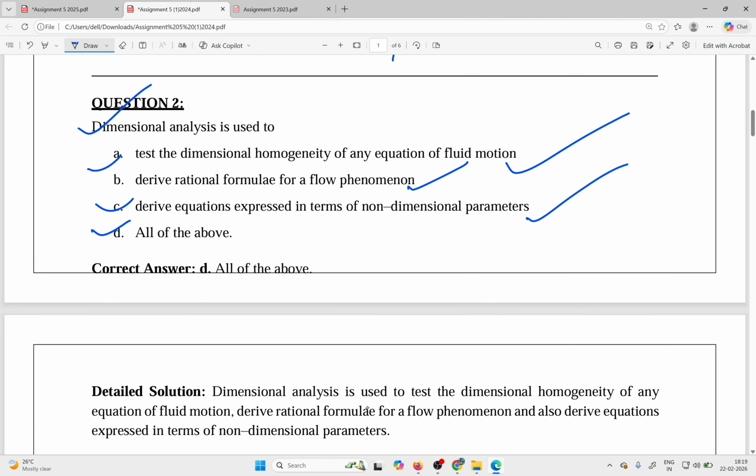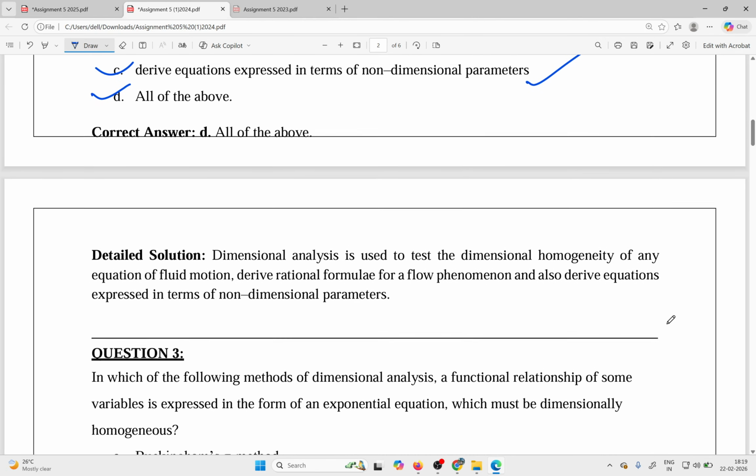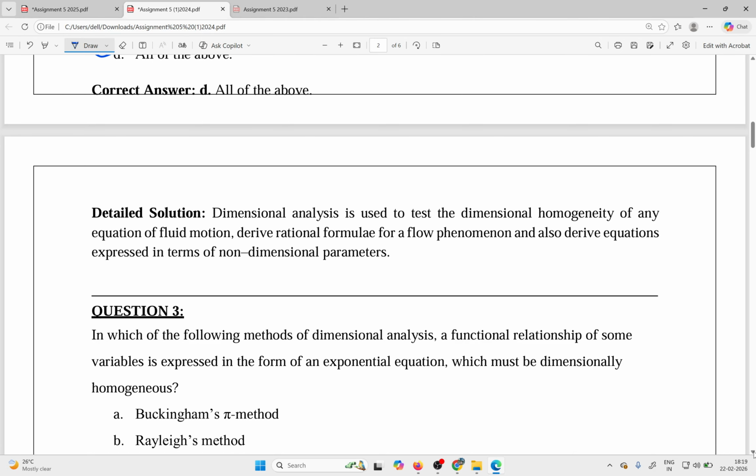The dimensional analysis is used to test dimensional homogeneity of any. Okay, similar thing is written. No issue. Will not read. Next question.